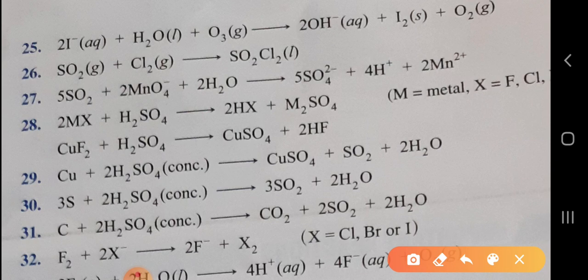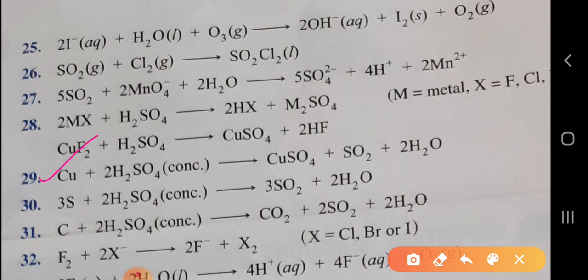Equation number 28. Here we can see that copper fluoride is reacting with sulfuric acid. One salt is formed and HF is removed here. 29th equation. Copper metal is reacting with concentrated sulfuric acid and it's forming copper sulfate. One salt is prepared. Sulfur dioxide gas is formed and water is removed.